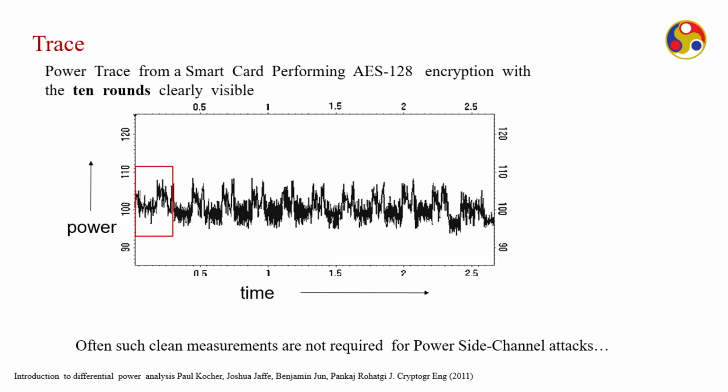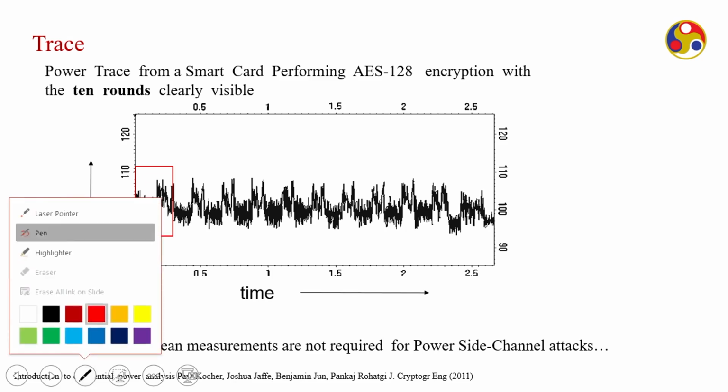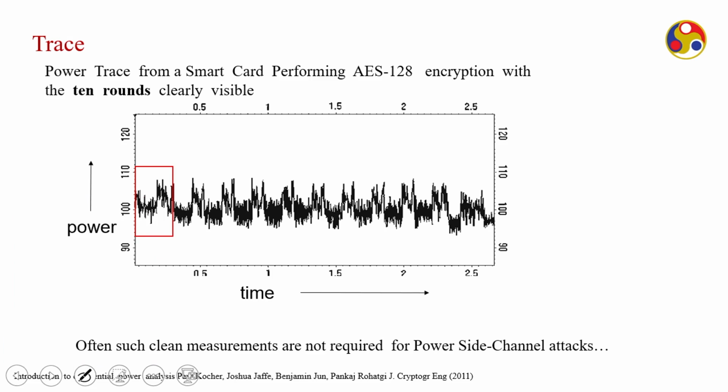And you can actually see there is a specific pattern, right. You can see that there is a fixed kind of pattern here, the same thing happening again and again. You can easily make out that this is nothing but your round 1, this is round 2 and so on. There will be 10 rounds here, right. You will identify that this is the power pattern corresponding to one round.